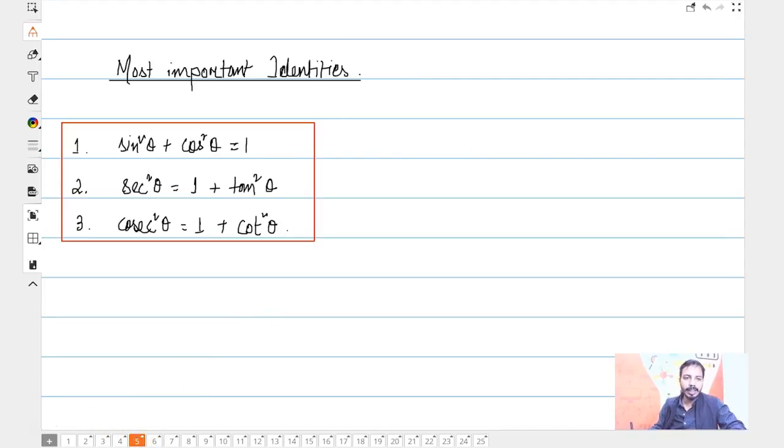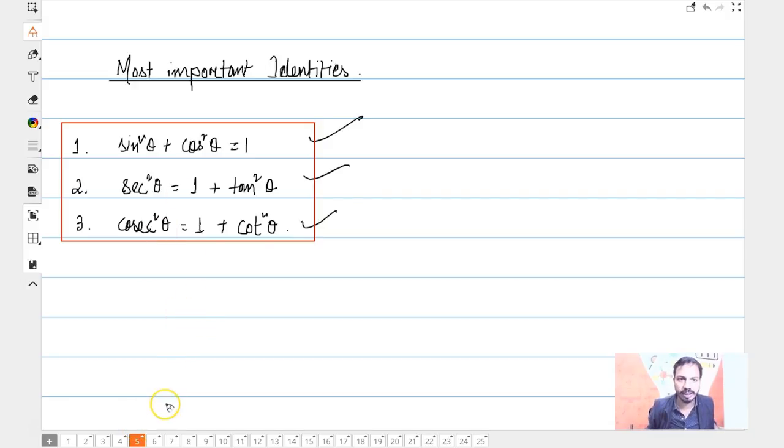And after that, the most important identities, as I have already said: sine squared theta plus cos squared theta is equal to 1. Sec squared theta is equal to 1 plus tan squared theta. And cosec squared theta is equal to 1 plus cot squared theta. So these three are very important, and we will be using them regularly in numericals, right?